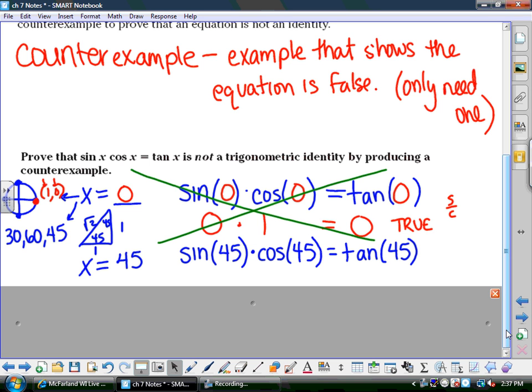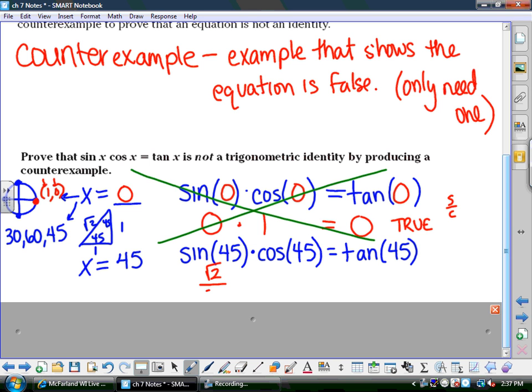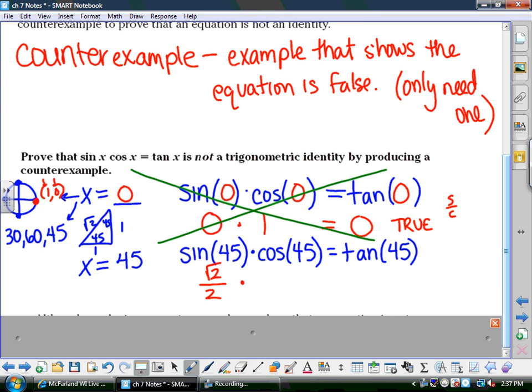Sine of 45 is square root of 2 over 2. So is the cosine of 45. And the tangent of 45 is 1. But that equation isn't true.